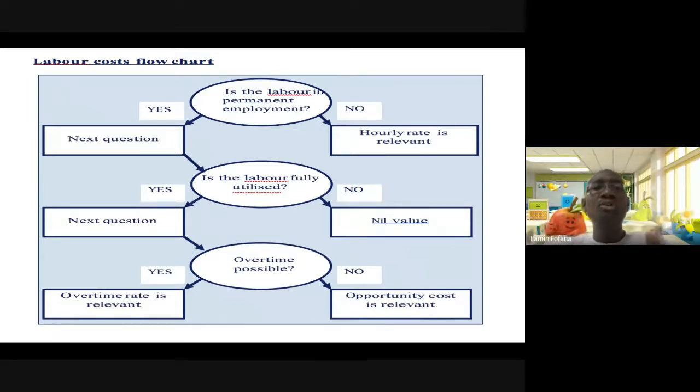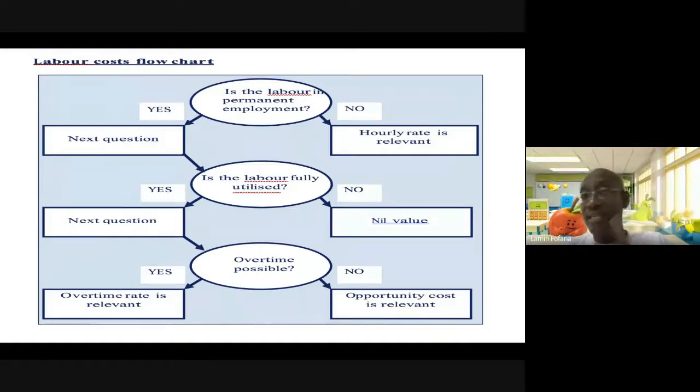Okay, so it's going to ask about this labor. Is this labor in permanent employment? Are these people on our payroll? Do we pay them on a monthly basis? The people who are going to go and extract the honey from the forest, are they on our payroll? Are they on permanent employment?